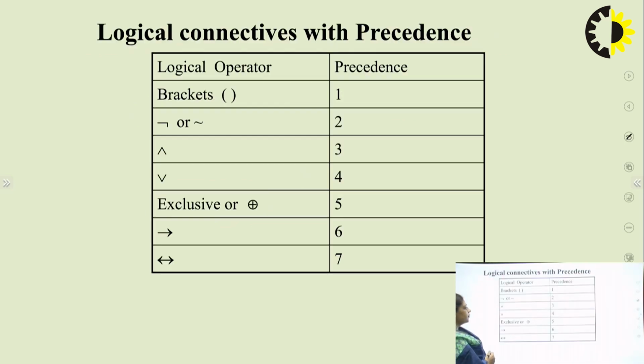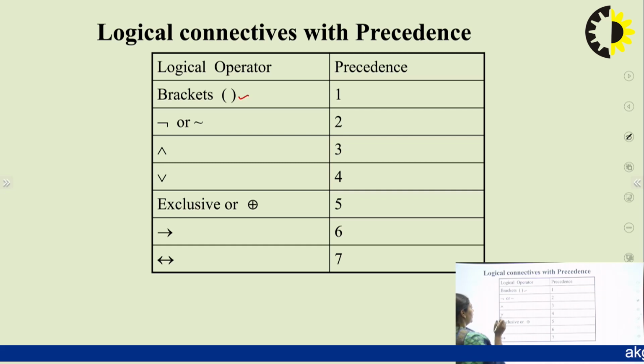Now these are the symbols we are using, and this is the precedence of the symbols. When we are given a collection of symbols, first we solve the expression using this precedence. First of all, we see what is given in the brackets. Then is there any negation sign in that? Then the AND operator, the OR operator, then exclusive OR, then implications and double implications. This is the precedence in which our statements will be solved.